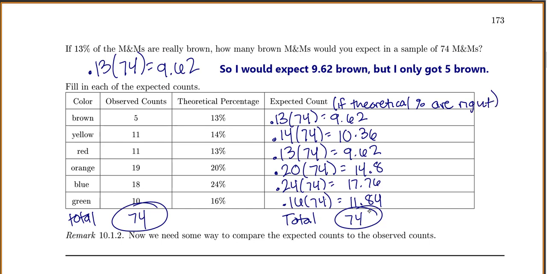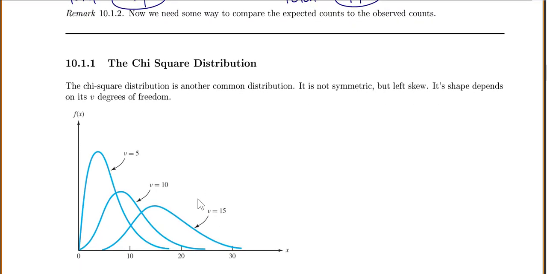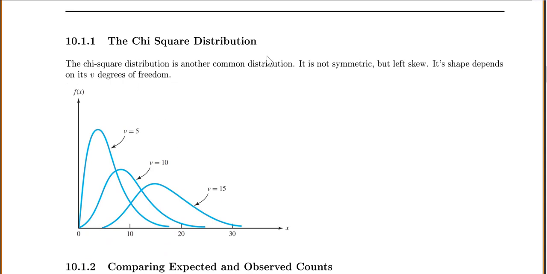Now we need some way to compare our expected counts to our observed counts. The way that we found to do this is to use our chi-square distribution. So first, an introduction to the chi-square distribution. It's another common distribution. We use it quite often. It is not symmetric. It's very right skew.